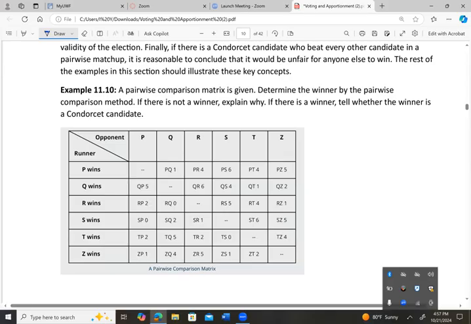Pairwise comparison matrix is given. Determine the winner by the pairwise comparison method. If there is not a winner, explain why. If there is a winner, tell whether the winner is a Condorcet candidate.